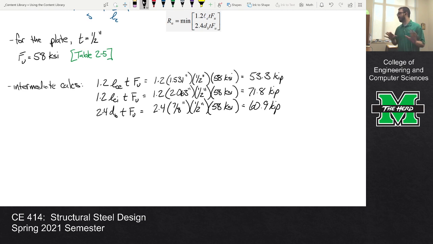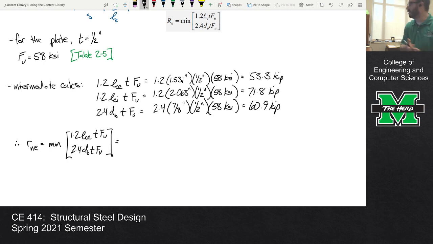Here's why we did those intermediate calcs. The edge bolt capacity, the RNE for the edge bolt, is the minimum of 1.2 LCE TFU and 2.4 dBTFU, which is what?